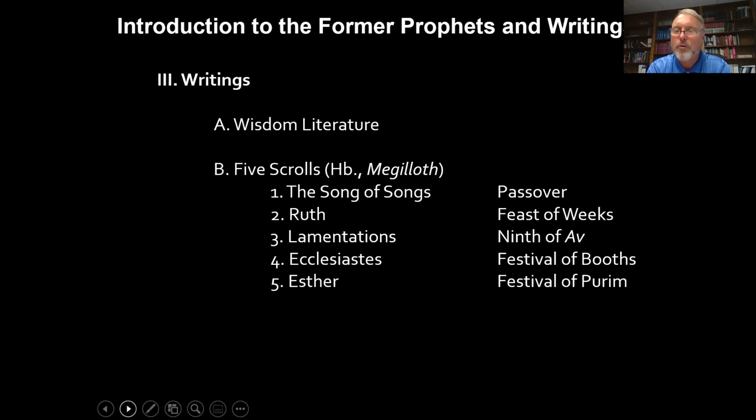Of course, Ruth is a little book unto itself, and we'll deal with it here in a moment in more detail. Lamentations is almost an appendix to Jeremiah. Jeremiah is considered to be the author. It is anonymous, but typically Jeremiah is considered to be the author of Lamentations. And so that's why we study Lamentations in Old Testament 3 along with Jeremiah.